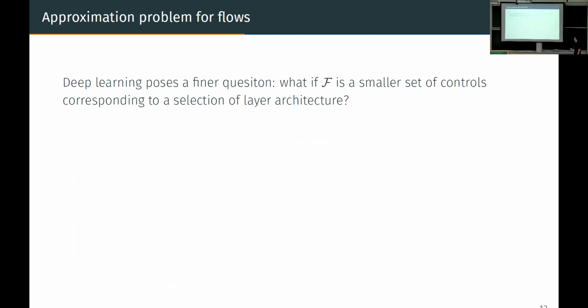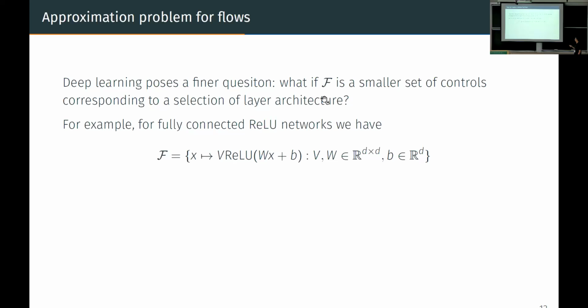But here in deep learning, we need to think about a finer question, in the sense that this F is not just like all C1 functions, because you can't parameterize them. Instead, you have a smaller set of controls, and it corresponds to some selection of layer architecture. So for example, in a fully connected network, you have a very precise form for F, and this F is certainly not going to approximate C1 functions, right? It's a very small set. So D is finite.